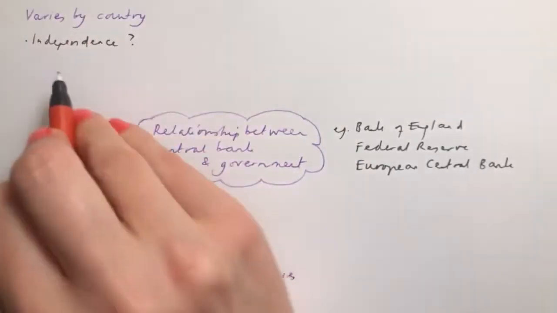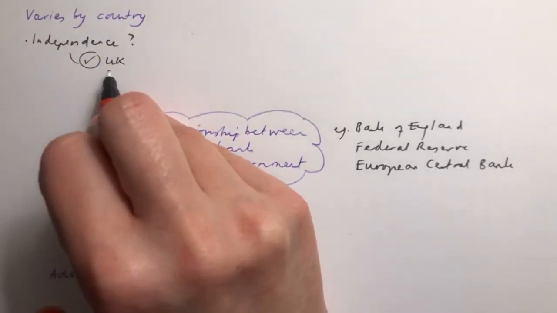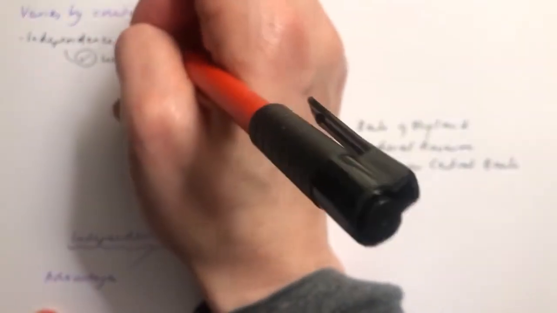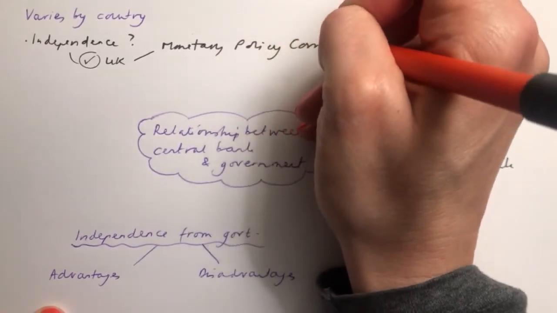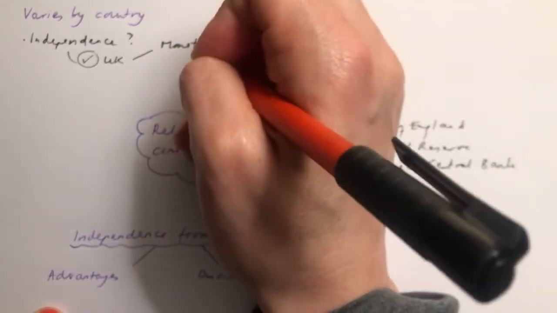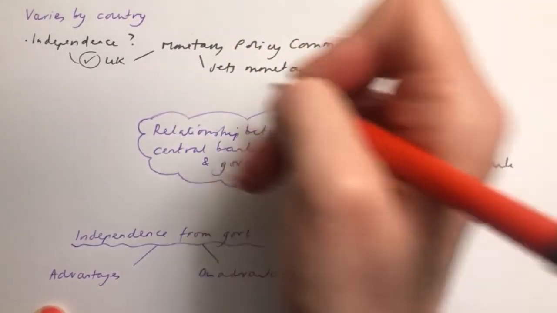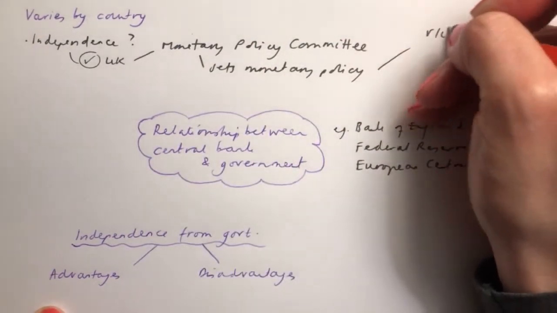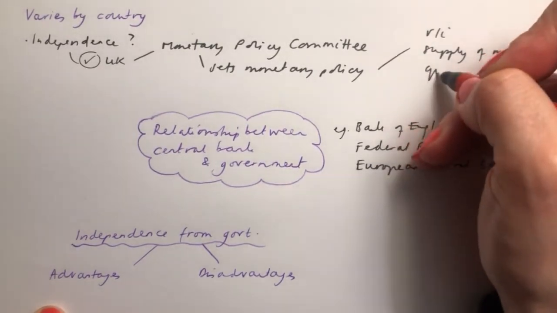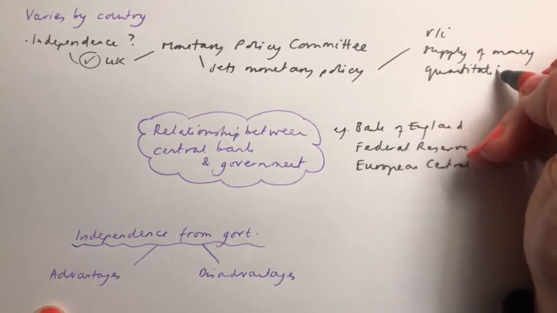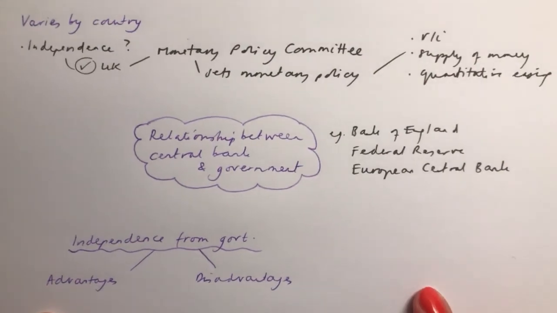In some countries, like in the UK, it is completely independent from government. In the UK, we have the Monetary Policy Committee, for example, within the Bank of England, which sets monetary policy. They meet to decide what to do with the rate of interest, what to do with the supply of money. They decide whether to use quantitative easing, for example. These are all things that are done independently of government.